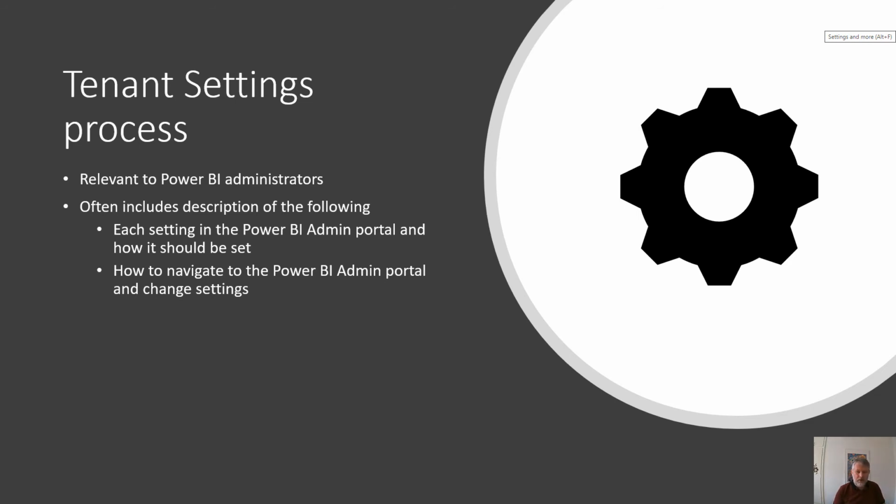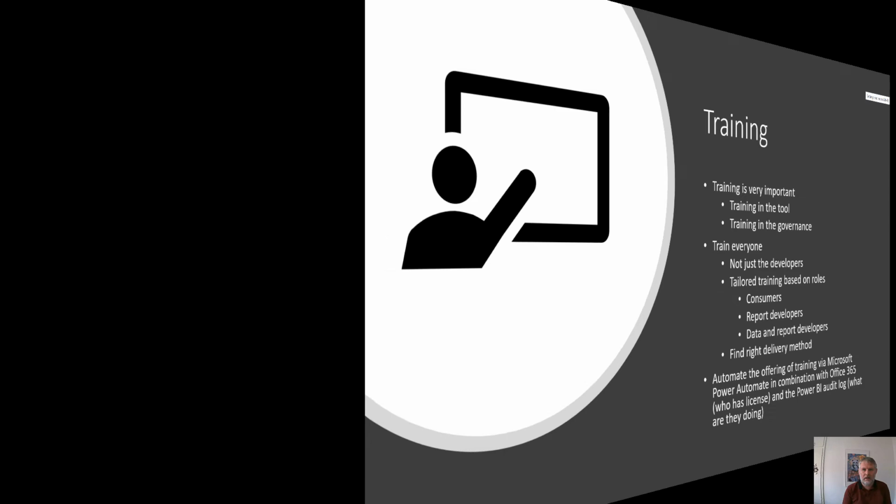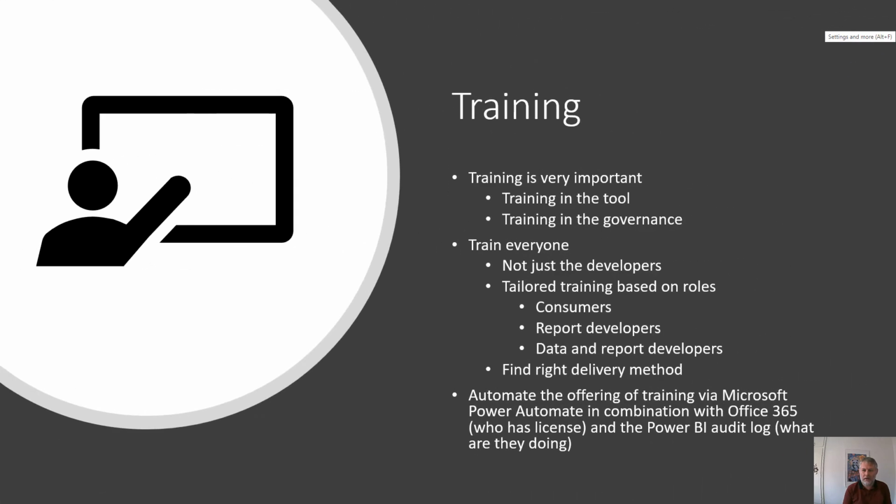Now let's go in and look at the next pillar. The second pillar is training. From a governance perspective, training is very important because it helps your users do the right thing straight away, so you minimize the risk of governance breaches. You want to train people in the tool so they know how to use the tool properly, but you also want to train them in the governance strategy so that they know where the documents are, how to use them, and how to access them.